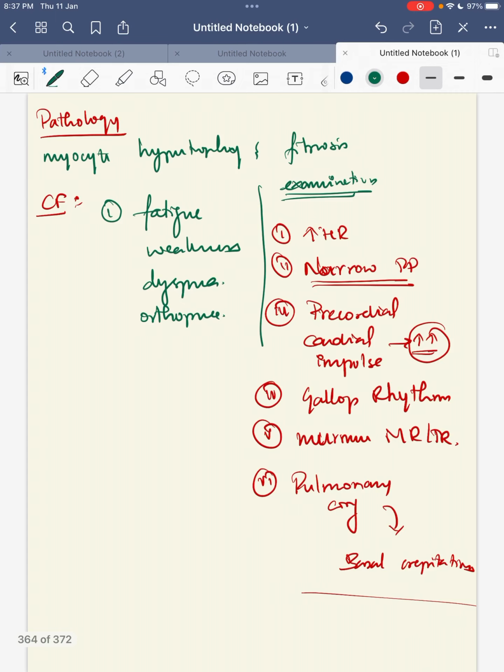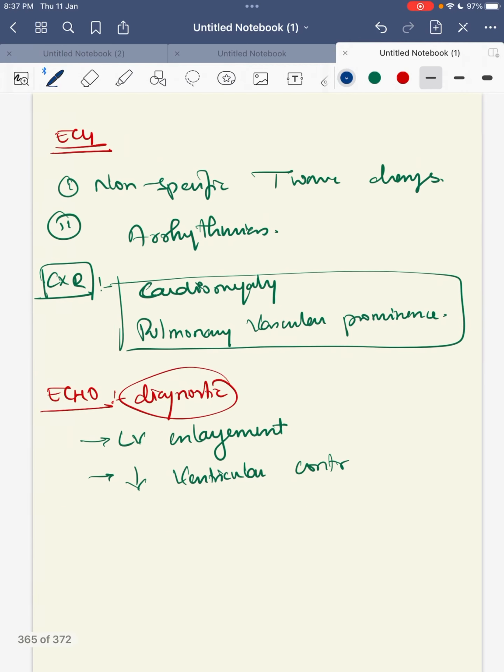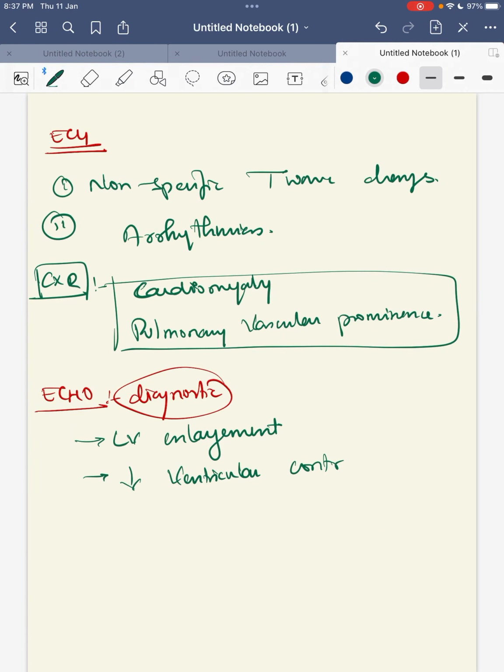Since the stroke volume is low, to maintain the cardiac output, you are having this increased heart rate. You know that cardiac output is equal to heart rate into stroke volume. This is stroke volume, this is heart rate. Since in this child with a dilated cardiomyopathy, the stroke volume is less, to compensate for that, this heart rate will be increased to match the cardiac output. So you are having a tachycardia in this patient. In echo finding, you have a decreased ventricular contractility. So this is about the echo finding of this dilated cardiomyopathy.